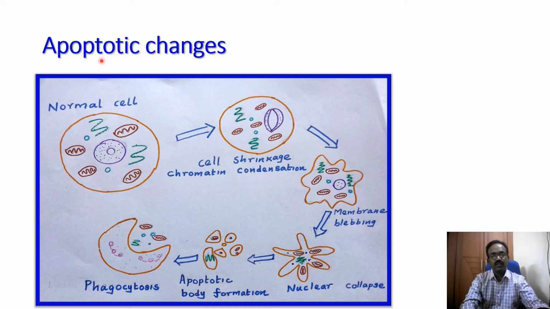Morphological changes occurring during apoptosis. This is the normal cell: nucleus, mitochondria, endoplasmic reticulum, vesicles. During apoptosis, the cell size shrinks and chromatin is condensed. The cell membrane is blebbing and the nucleus collapses, and intracellular fragments form apoptotic bodies, which are phagocytosed by neutrophils and macrophages that remove the apoptotic bodies.